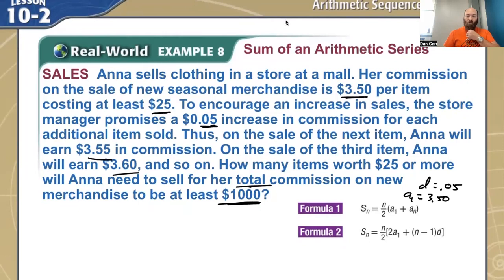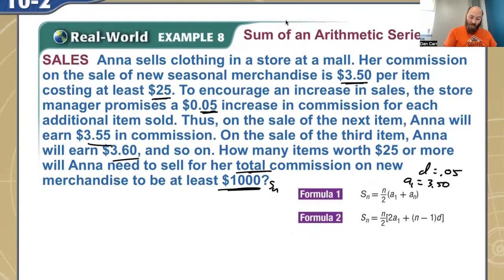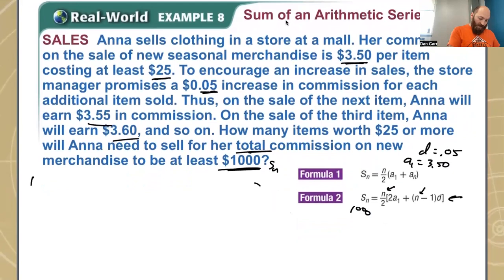Okay, so if we want our total commission to be at least $1,000, this is actually going to be my S of n. So we're looking for the number of items. We're going to use this formula once again, but now I want to solve for n. So $1,000 is going to go right here for the S of n. Let's set that up. $1,000 is equal to n over 2 times 2 times a sub 1, which will be $3.50, plus n minus 1 times 0.05.